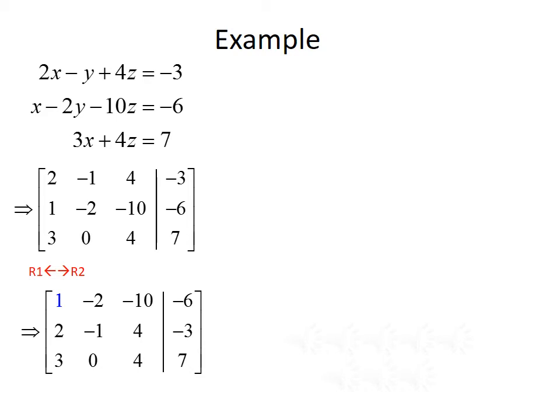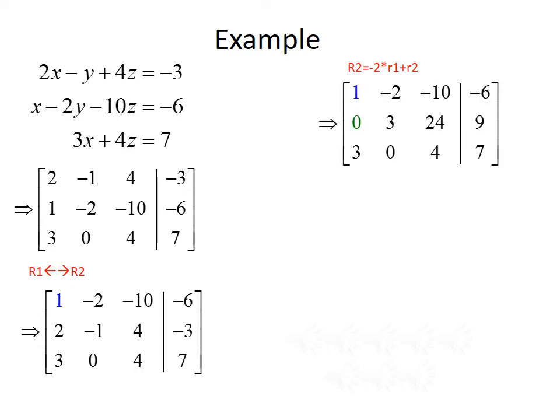The next thing we want to do to get this in row echelon form is to get the 2 underneath the 1 in the first column to be a 0. So in order to do that, we'll multiply row 1 by a negative 2, and then add the 2 rows together. So we're going to replace row 2 with negative 2 times row 1 plus row 2.